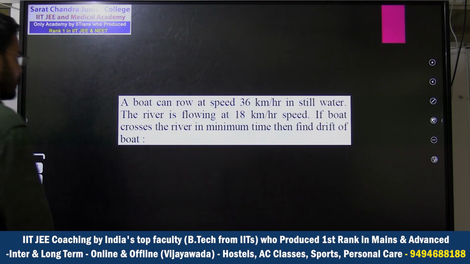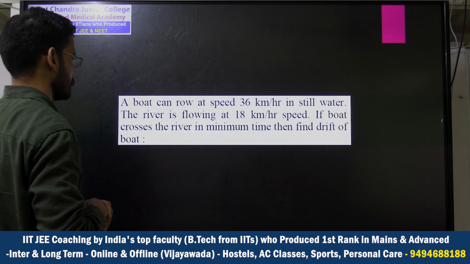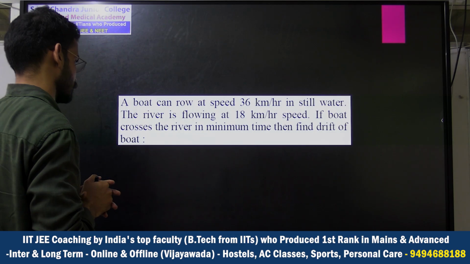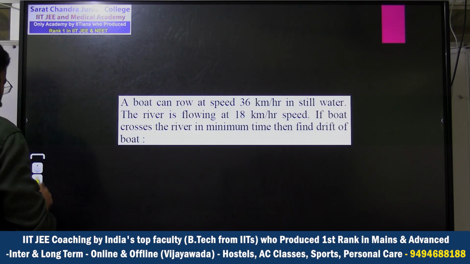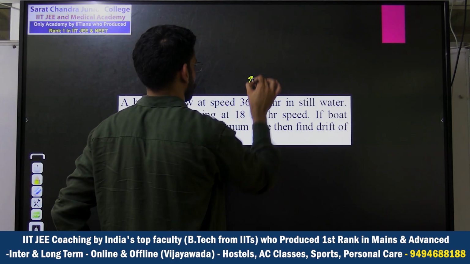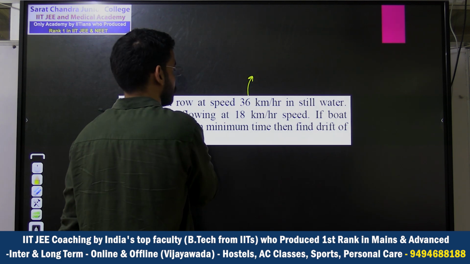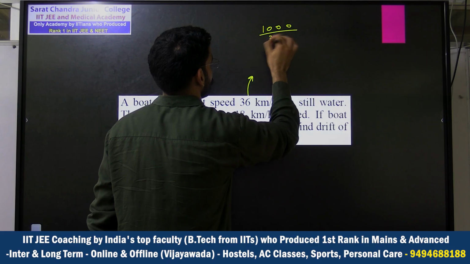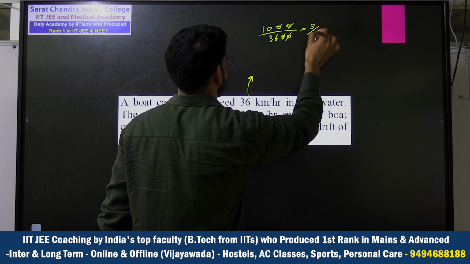Next. A boat can row at a speed of 36 km per hour in still water. The river is flowing at 18 km per hour speed. If the boat crosses the river in minimum time, then find the drift of the boat. Okay. So this question is also easy only. If you see 36 km per hour, then how much in meter per second? 5 by 18, right? So if you multiply, 1000 by 3600, which is 5 by 18. I hope you know this conversion factor.